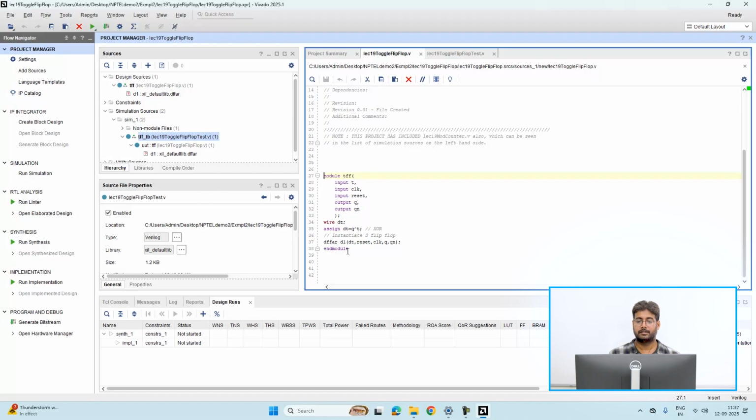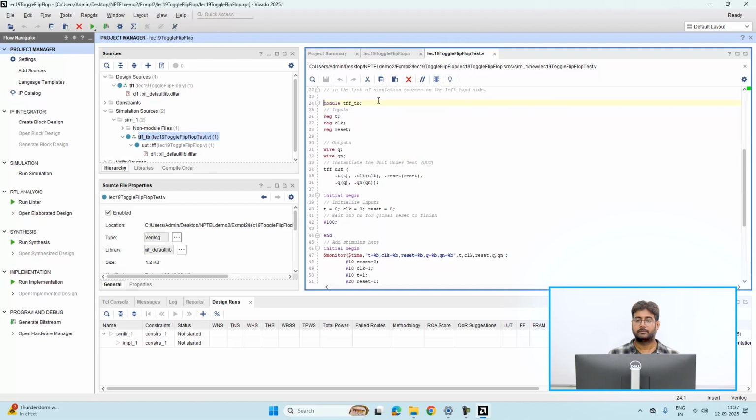Dt is a wire, and this way this toggle flip-flop design is done using instantiation of this D flip-flop that we have demonstrated in the previous example of this session. Then we will come to the test bench. Its module name is TFFTV.